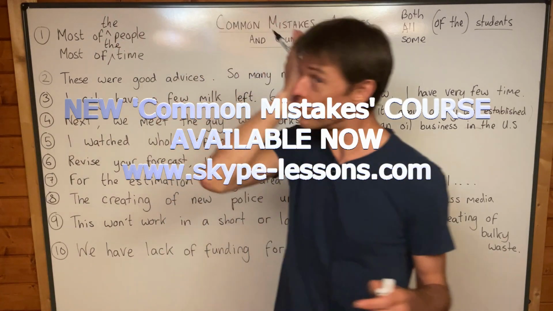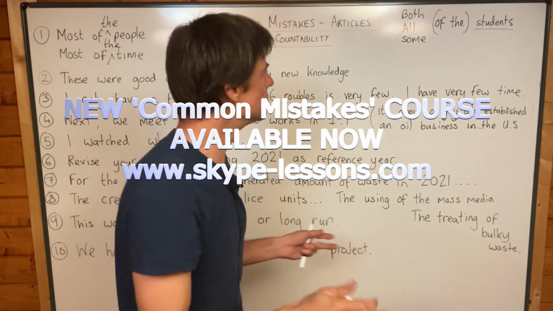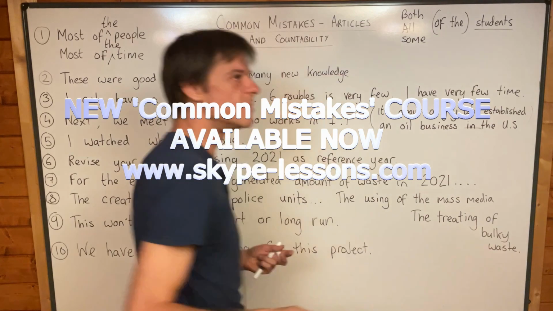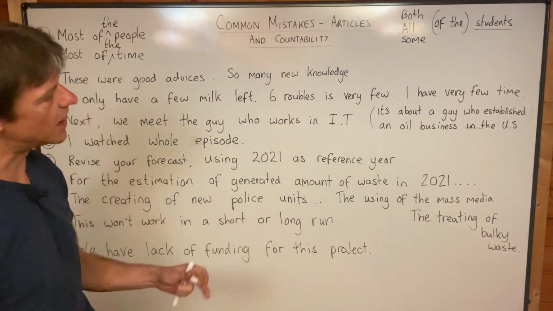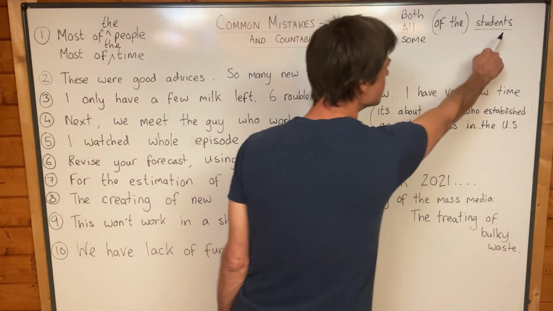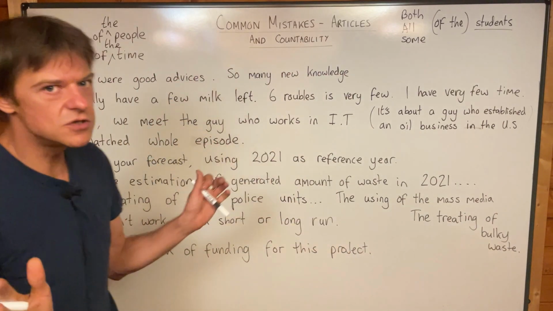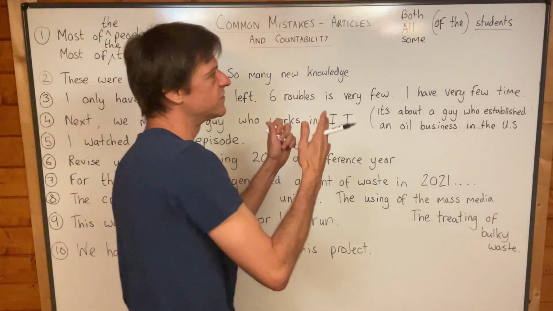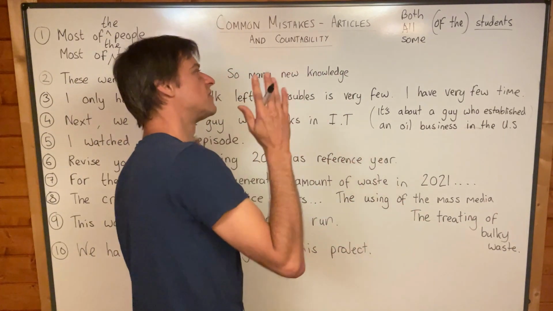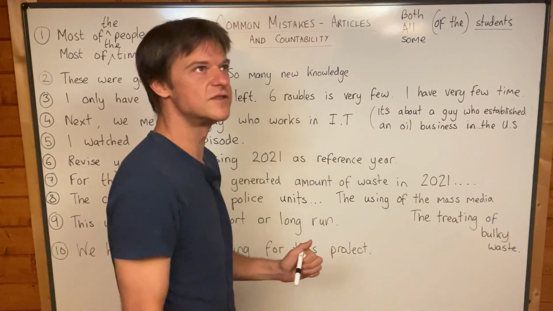And so what I want you to learn, a pretty simple rule, is that when you start with a determiner, like both, all, some, most, and then you have a plural noun, you can do either way. You can say both students or both of the students. You can say most students or most of the students.